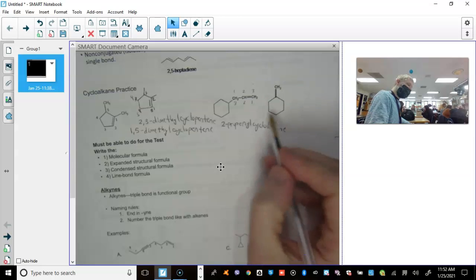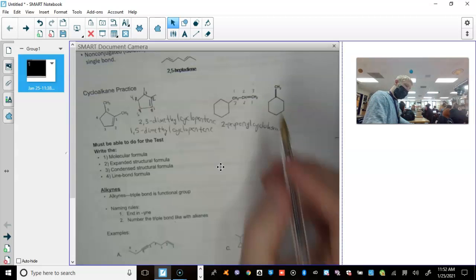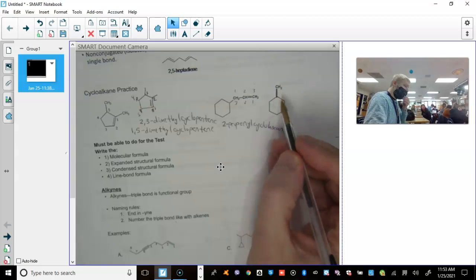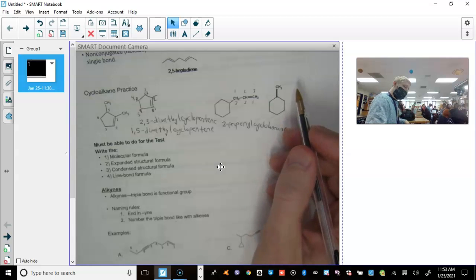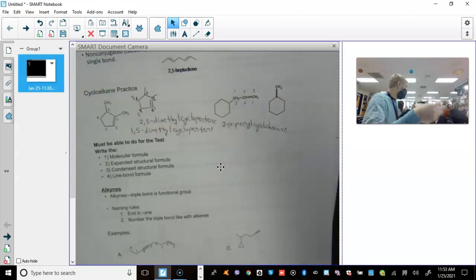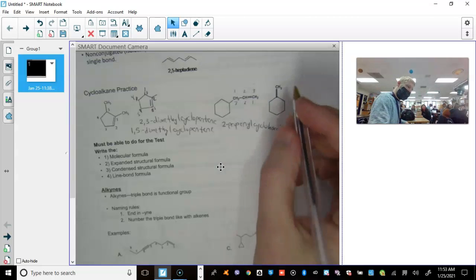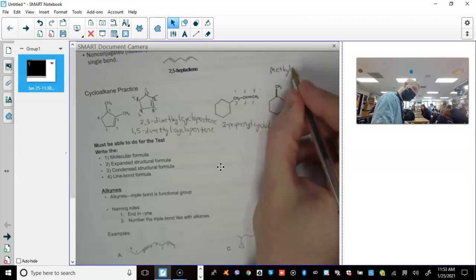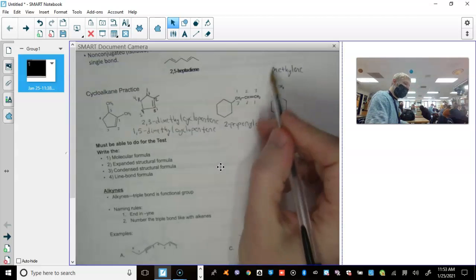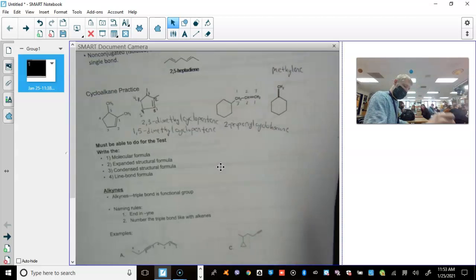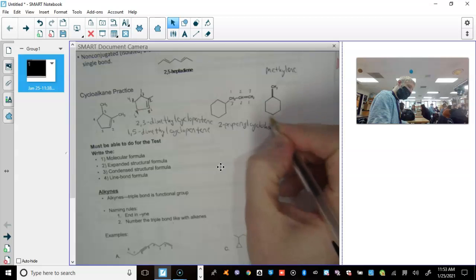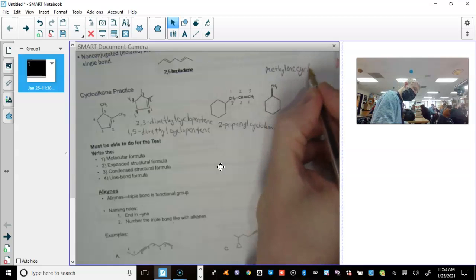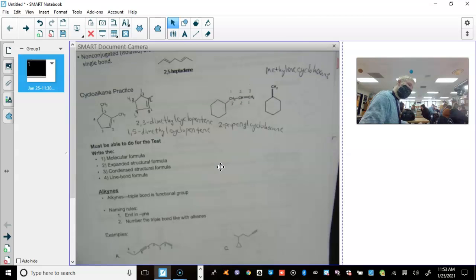And here's the same deal. We got 1 carbon hanging off, but it's a double bond. Normally this would be a methyl group, but if it's a double bond, instead of methyl, we'd call it methylene, to show the double bond and to show that it's an alkyl group. And then what's this main chain called? Cyclohexane.